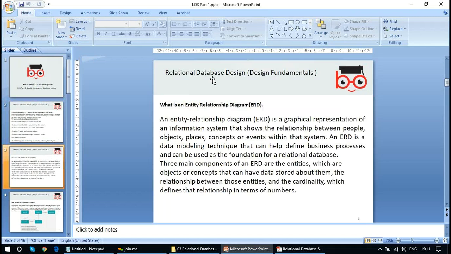Now, when you create a database, you deal with the entity relationship diagram. It won't be the case that you are directly implementing the database, but you would be referring to the entity relationship diagram, how the entities are related to each other.